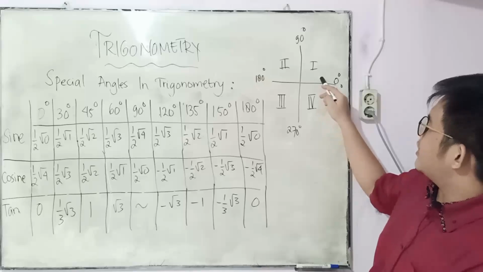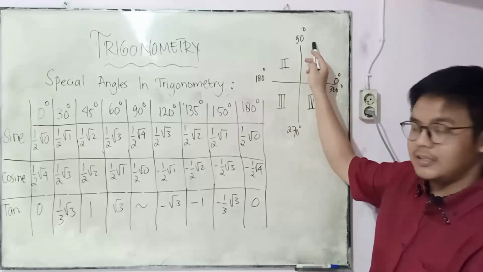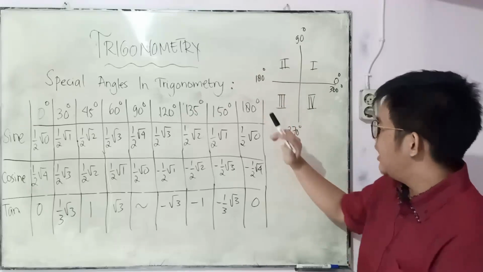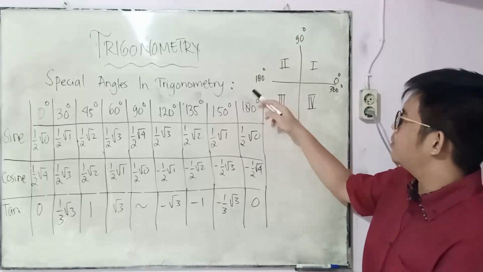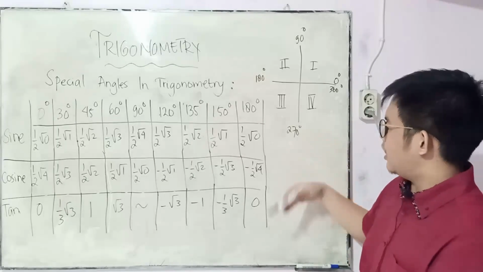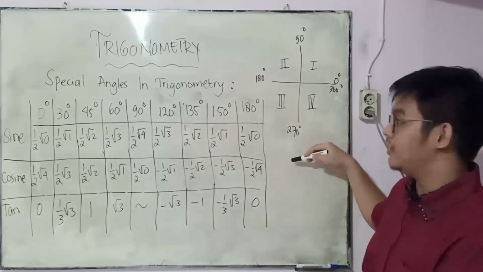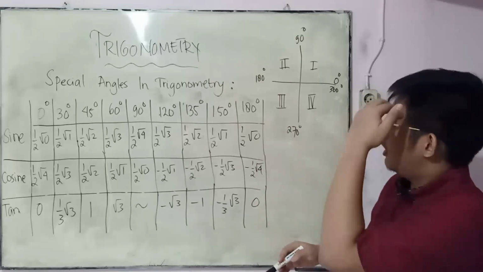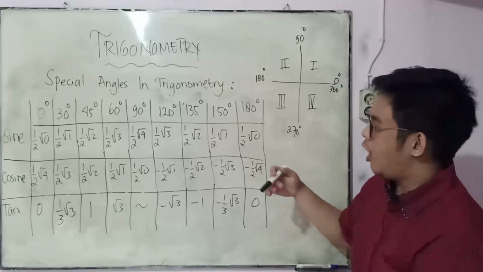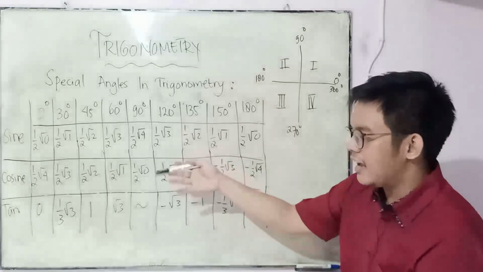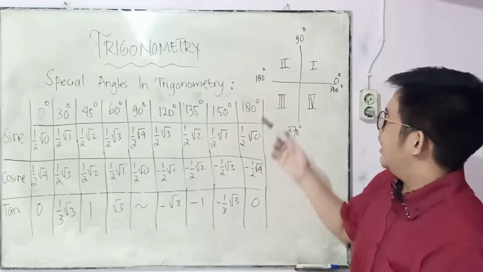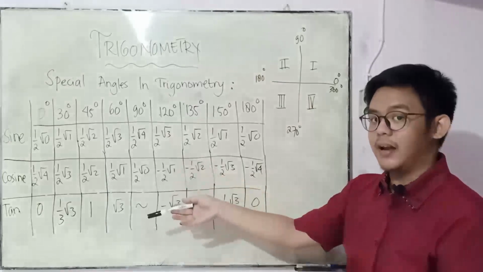The first quadrant starts from 0 to 90 degrees, and the second one starts from 90 until 180, and the third one starts from 180 until 270 degrees, and the last one starts from 270 until 360. Okay, so in the first quadrant, all of the values of the sine, cosine, tangent, and their inverses are positive. So all of them are positive.